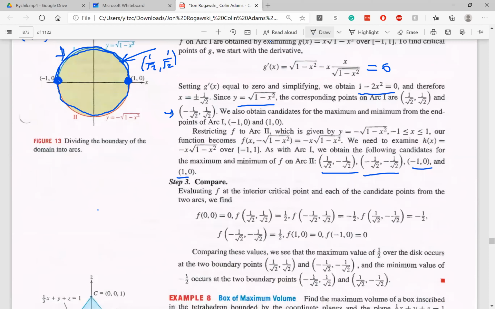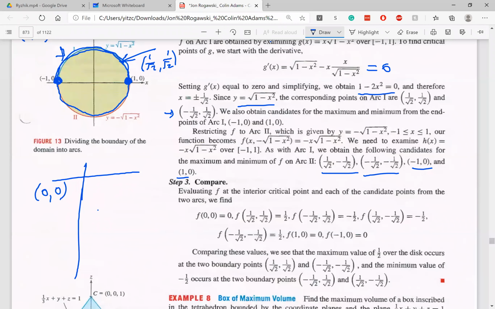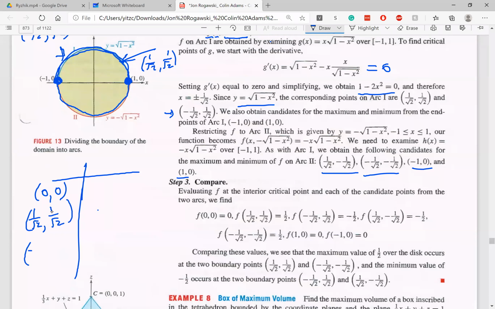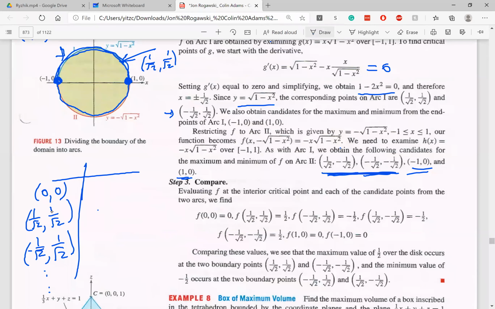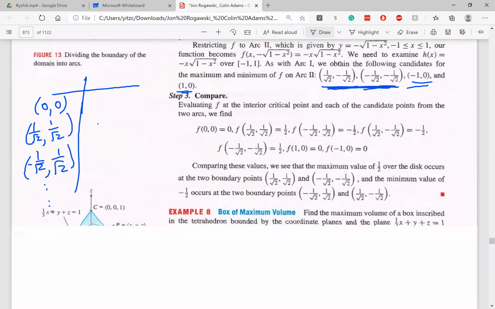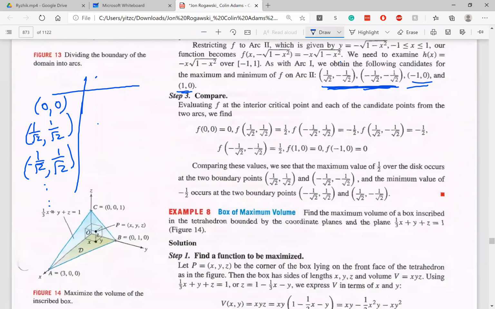So we got a list of all the critical points. That list would be (0, 0), that's the interior point, (1/√2, 1/√2), (-1/√2, 1/√2), and the other ones, (-1, 0), (1, 0), and these. And then we plug them into our f of x, y.